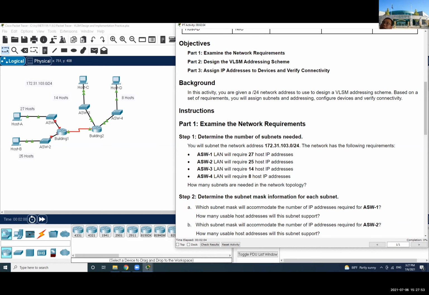Right? You need 6 subnets here, not only 4. You have 1, you have 2, you have 3, you have 4, and sorry, 5. You need 5 here. So 1, 2, 3, 4, and 5 here. So for this one, you need 5 subnets.